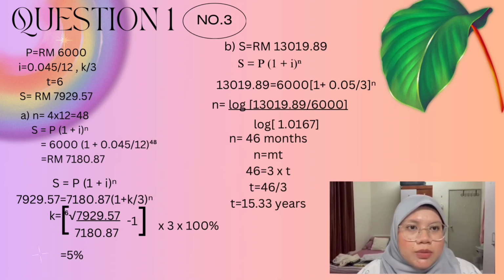So we're going to move all the number to one side, and we will get N equals log (13,019 ringgit and 89 cents over 6,000) divided by log (1.0167), and we will get N is 46 times. So in this question, we are looking for T, which is year. So we're going to use the formula N equals MT, and we're going to get 46 equals 3 times T, and we move the number to one side, and we get T equals 46 divided by 3, and we got T 15.33 years.